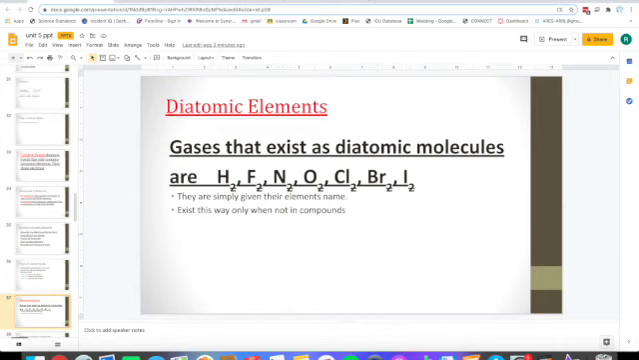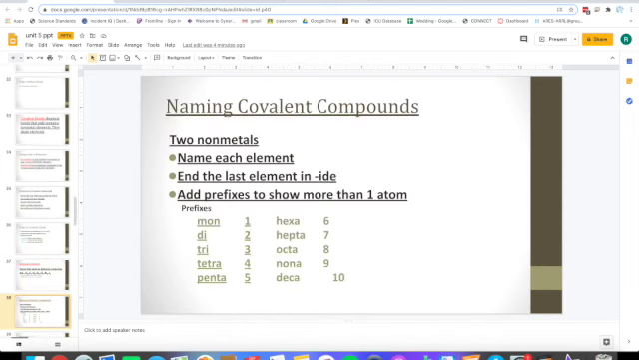Now to name these, it's just the element's name. Like H2 is just hydrogen, F2 is just fluorine, N2 you would just name nitrogen, so on and so forth for all of those. So how you name covalent compounds.